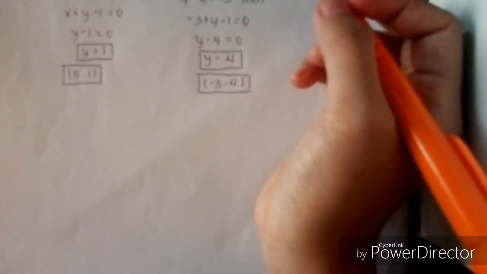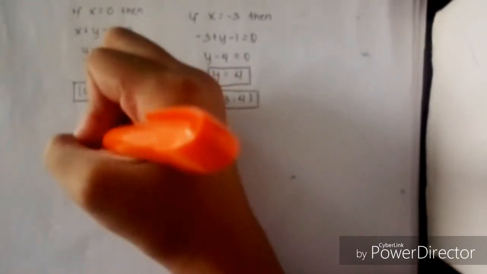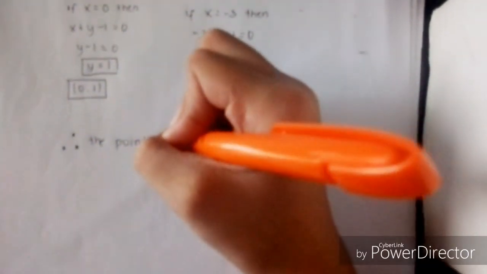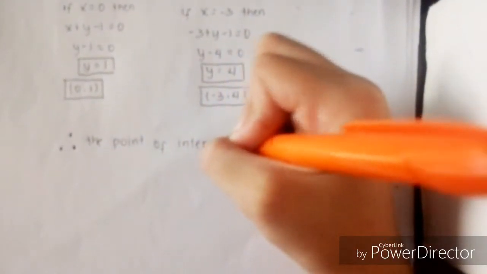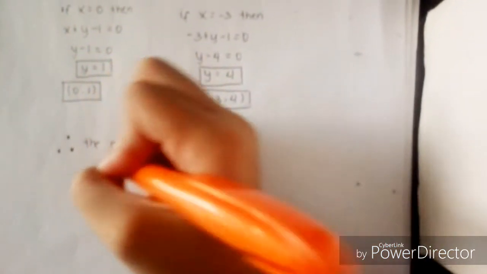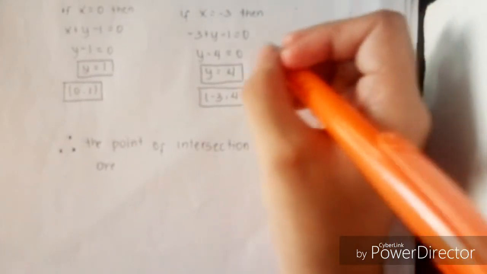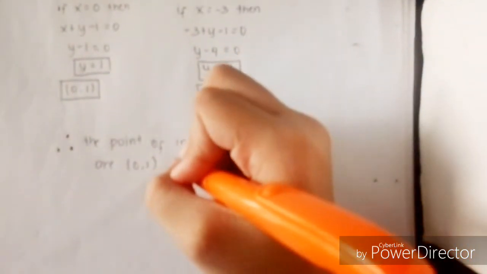After knowing or getting the x and y, we will get now the answer. Therefore, the points of intersection, what we get from our solutions, are 0 and 1 and negative 3 and 4.